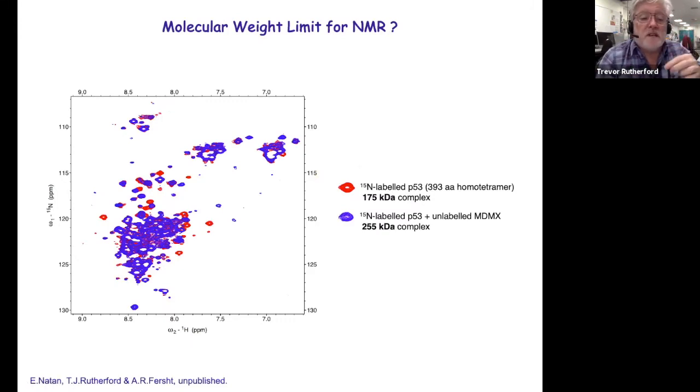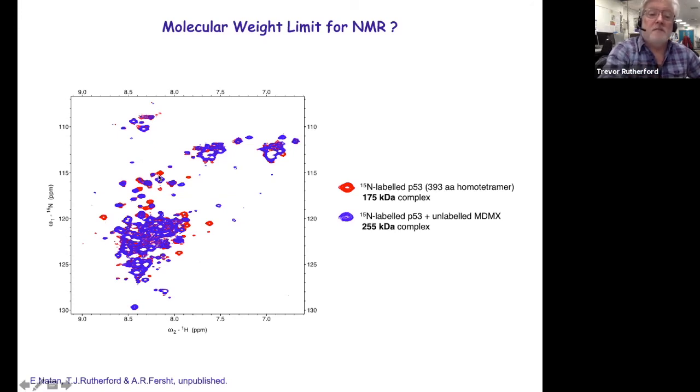We're asked, what is the molecular weight limit for NMR? The answer is there isn't really a hard and fast molecular weight limit. If you want a high resolution structure, as we've said, an NOE-based structure, around about 40 kilodaltons, above that is going to get exceedingly challenging. In practice, though, even for something that's a quite large complex, like 255 kilodalton complex, we can still see if there is perturbation in the spectrum as you add a binding partner to it. So you can still get some useful information.